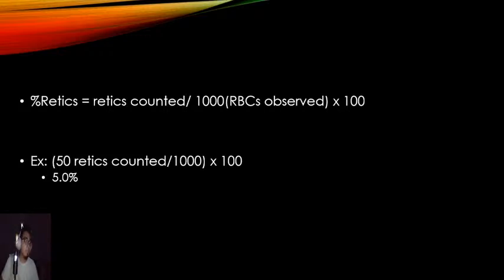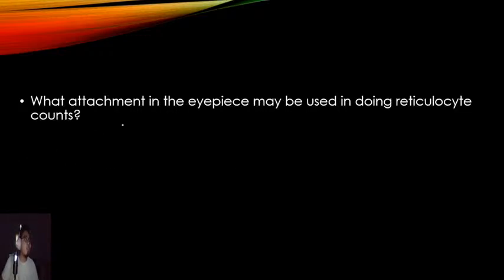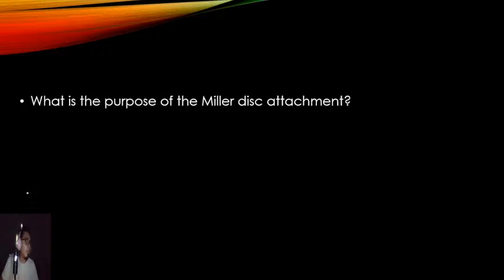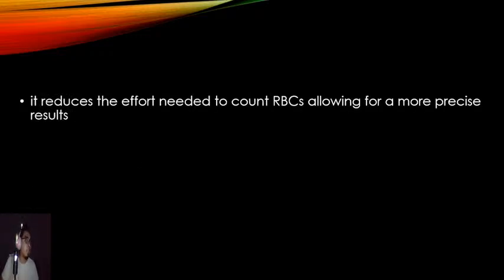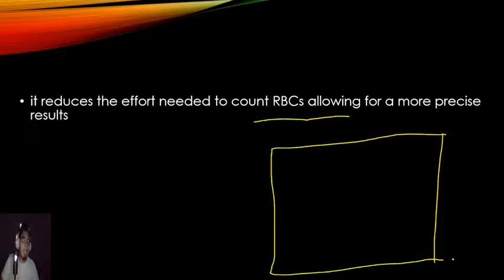Okay? So yeah. Now, the attachment that is added on the eyepiece when doing a reticulocyte count is what you call the Miller disc. Okay? This is a Miller disc. The purpose of the Miller disc attachment is to reduce the effort needed to count RBCs and give a more precise result. Why? Ano bang itsura ni Miller disc? Para siyang hemocytometer sa loob, pero attachment siya sa eyepiece. Meron siyang squares. Okay? Usually low power siya.